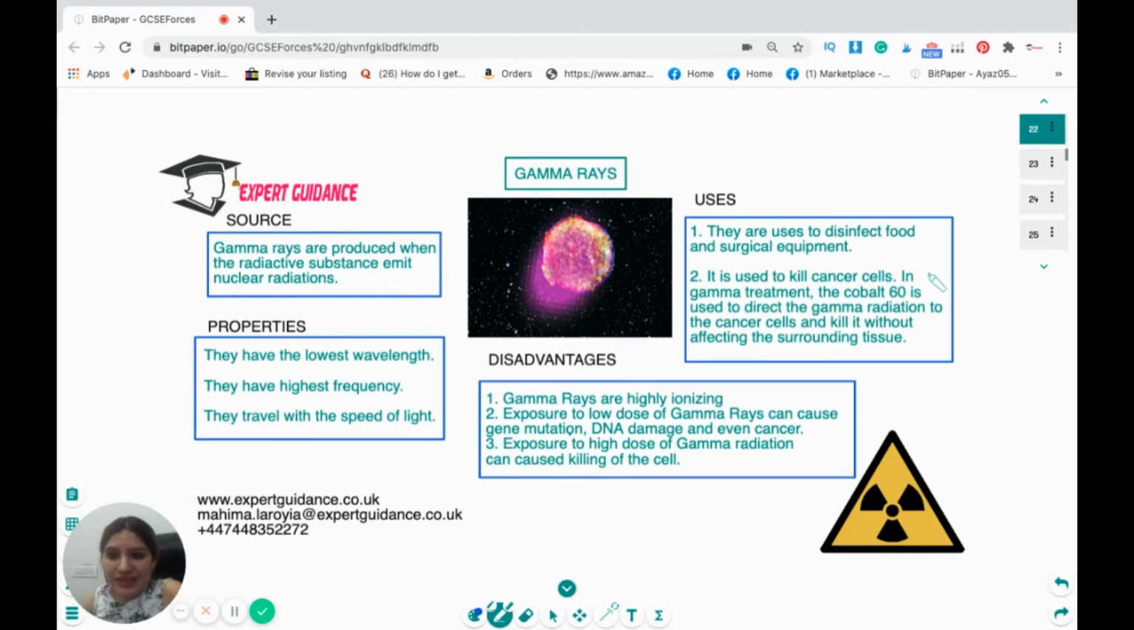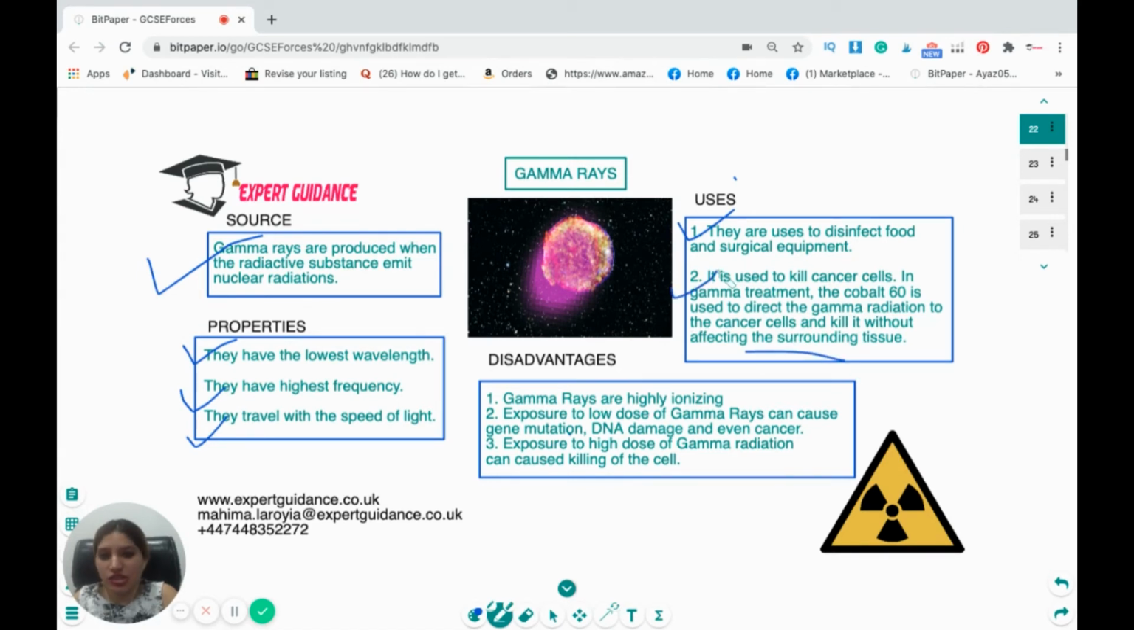So for gamma rays, they are produced when the radioactive substance emits nuclear radiations. They have the lowest wavelength, they have the highest frequency, and they travel with the speed of light. For the uses, they are used to disinfect food and surgical equipment. They're used to kill cancer cells. In gamma treatment, cobalt-60 is used to direct the gamma radiation to the cancer cell and kill it without affecting the surrounding tissues.